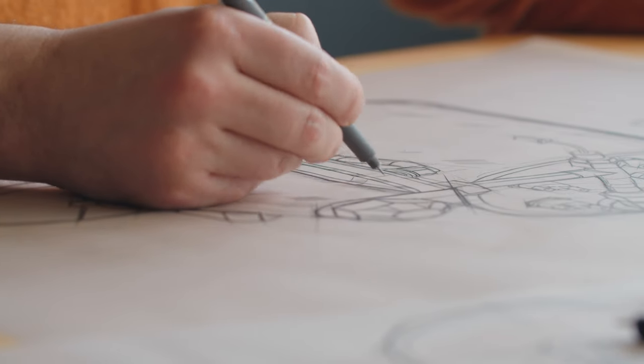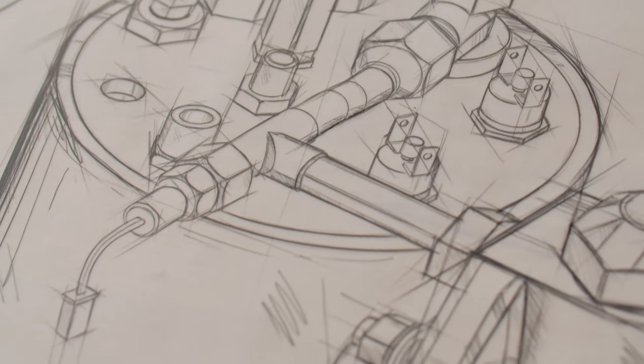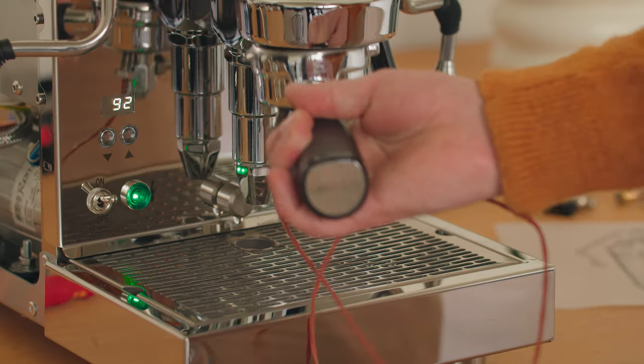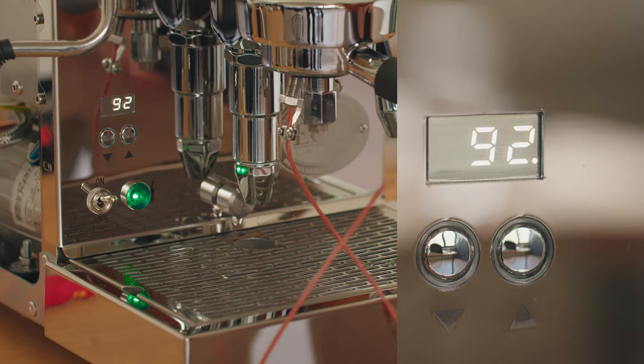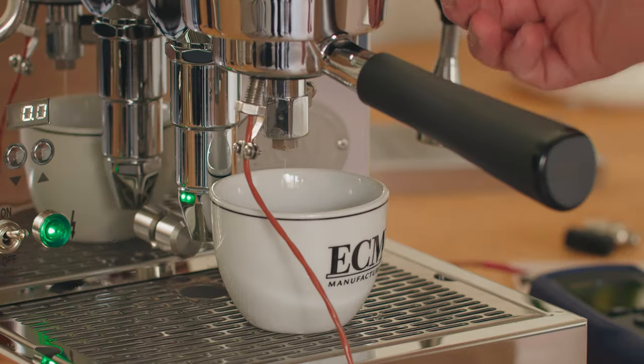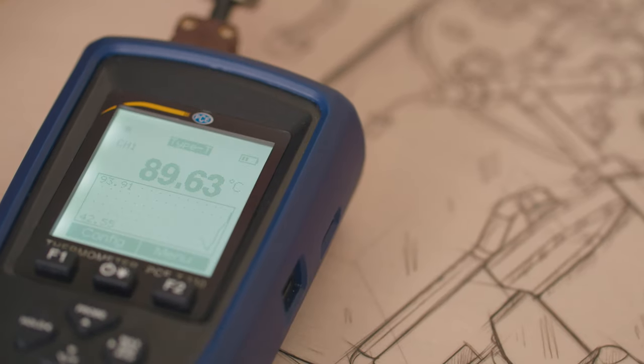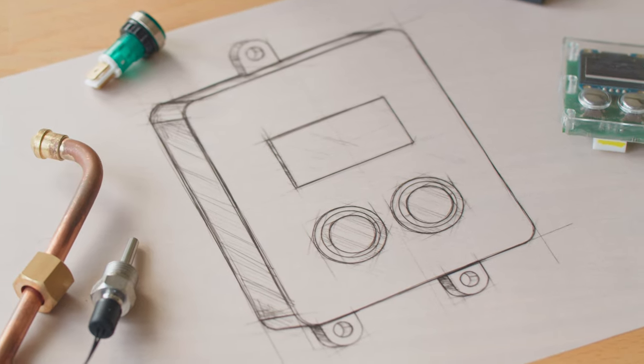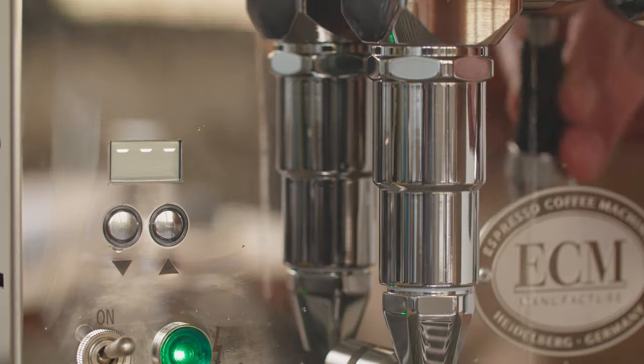A smart machine that combines the simplicity of a heat exchanger machine and the possibilities of a dual boiler and measures the temperature where it counts. The possibility of setting a precise brew temperature. A machine that thinks along with you and tells you exactly when it's ready.